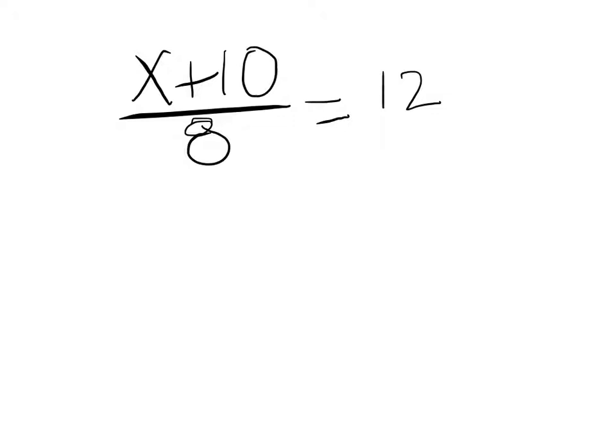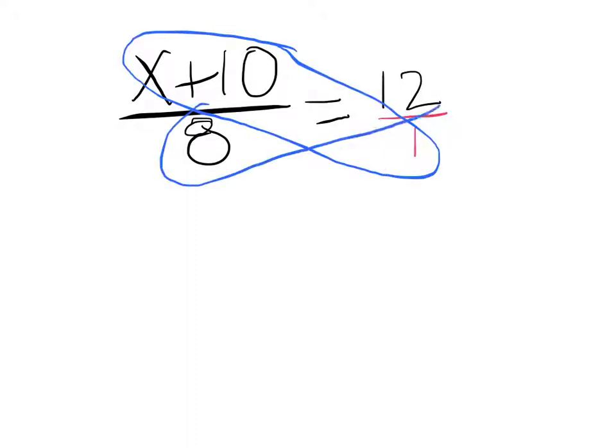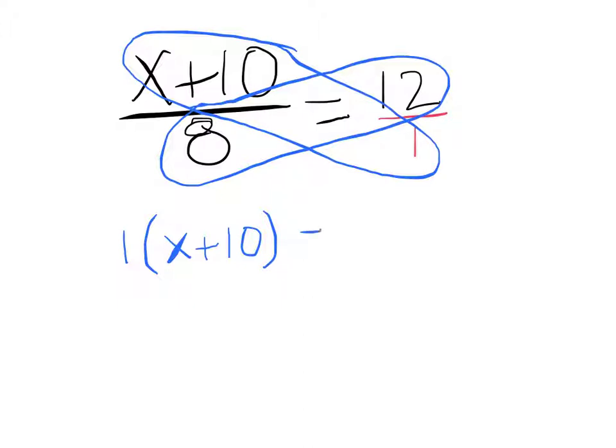12 is 12/1. If we write it this way, we can use our cross multiplication to solve it. Cross multiplication means these two times these two. Alright, so we have 1 times the quantity x plus 10. 1 times x plus 10. Notice I'm putting it in parentheses because all of it was together, all of it gets multiplied by 1. Equals 8 times 12. That's 96.